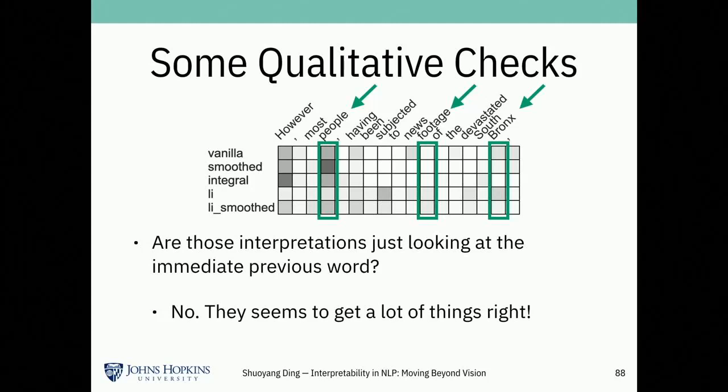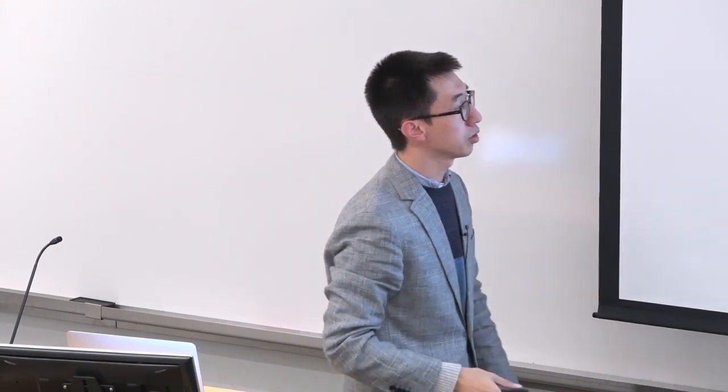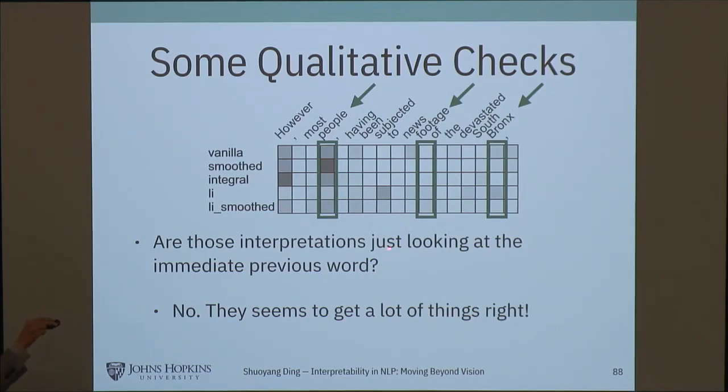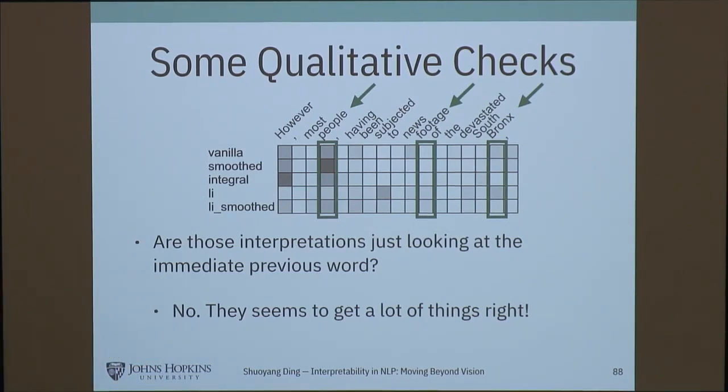All right. So just some quick qualitative checks before I wrap up. We were wondering, are these interpretation methods just looking at the immediate previous words? And actually, they are not. This is the same example that I showed you previously. If you look at the SmoothGrad, it actually assigns most saliency on people. And in terms of integrated gradients, for some reason it likes "however", but still, if you compare these three nouns, people still get the most saliency here.